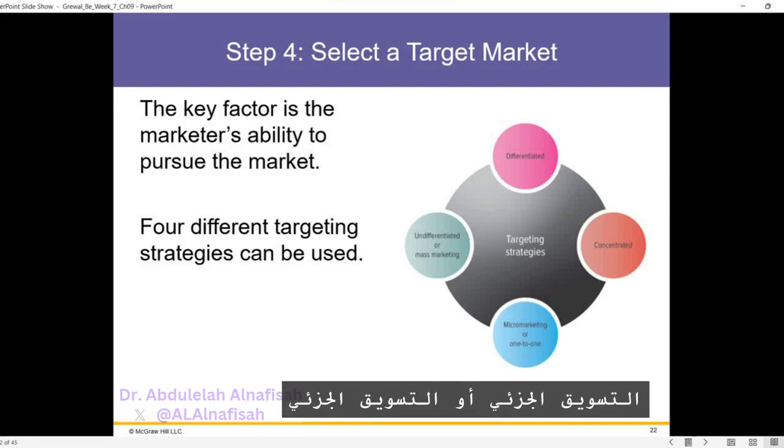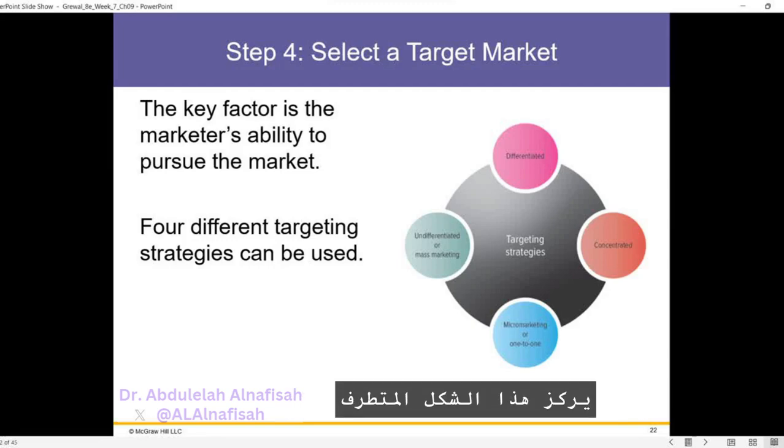Micro-marketing or one-to-one marketing. Micro-marketing involves tailoring a product or service to suit the individual wants and needs of a specific customer. This extreme form of segmentation focuses on personalization and customization, where companies gather detailed data about individual customers to deliver highly personalized offerings and experiences.